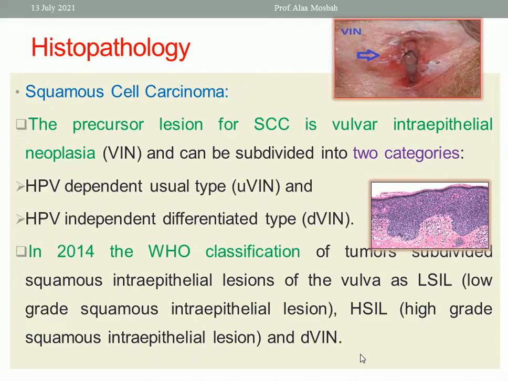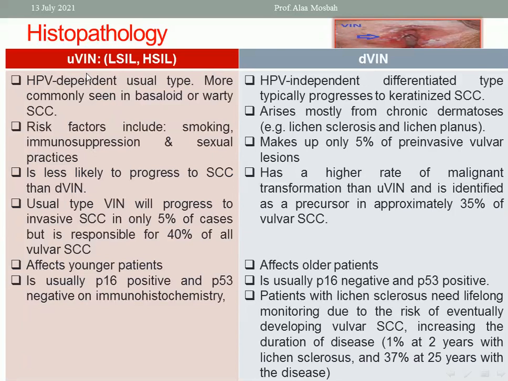What about the difference between usual VIN and differentiated VIN? The usual VIN is human papilloma virus dependent, more commonly seen in basaloid or warty squamous cell carcinoma. Risk factors include smoking, immune suppression, sexual practices. It is less likely to progress to squamous cell carcinoma than the differentiated VIN.